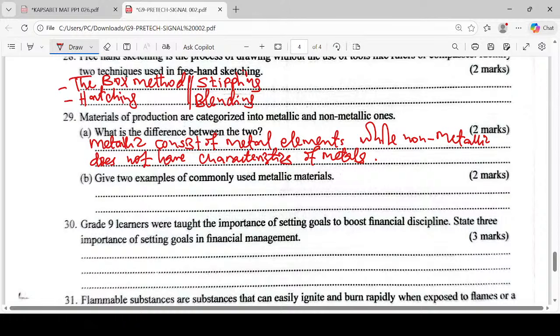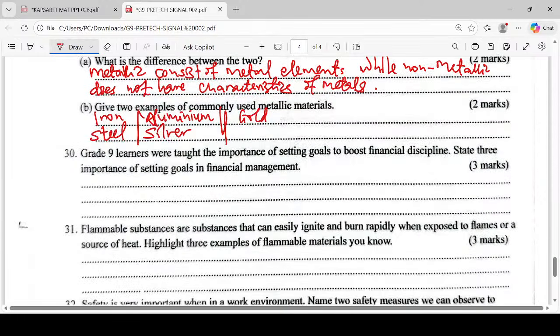But B, give two examples of commonly used metallic materials. Examples of metallic materials: iron, steel, aluminium, silver, gold, among others.